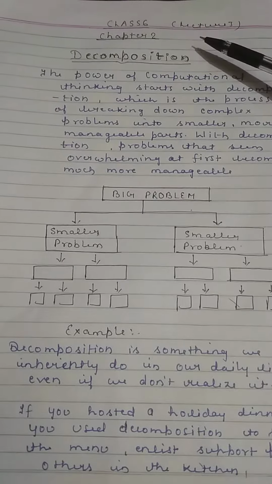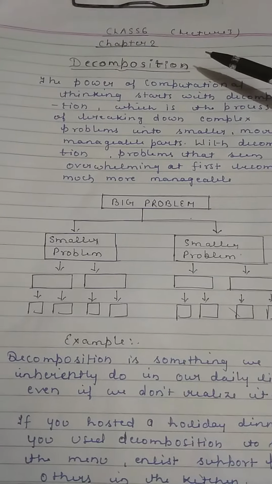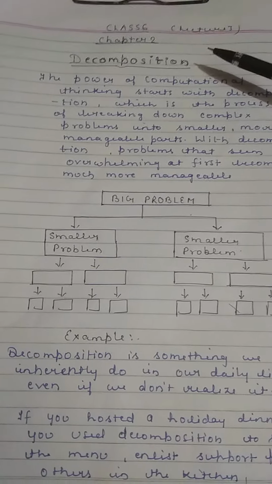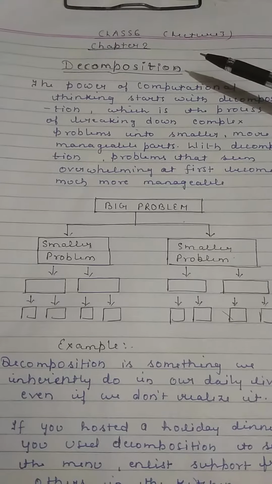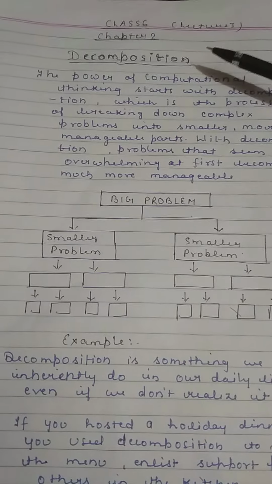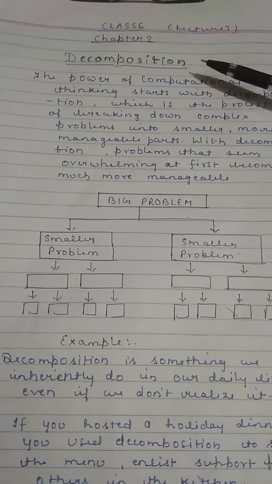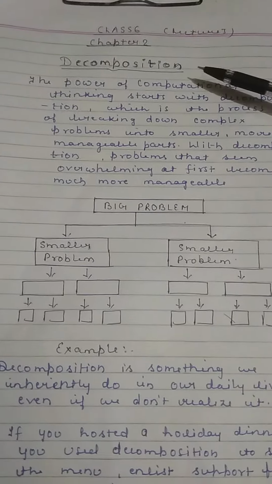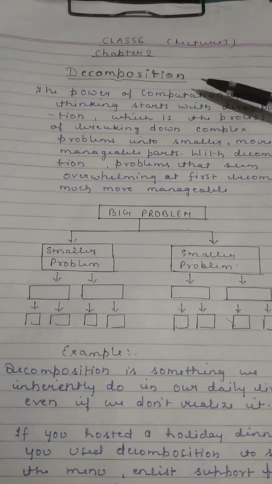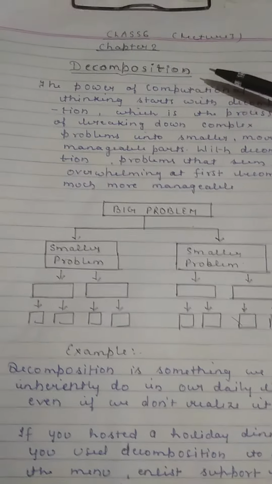In the previous lecture I explained computational thinking. Computational thinking is a way of solving a complex problem. There were four main components of computational thinking: the first one was decomposition, the second one was pattern recognition, the third one was abstraction, and the fourth one was algorithm. Now in this lecture I am going to tell you about decomposition with an example.